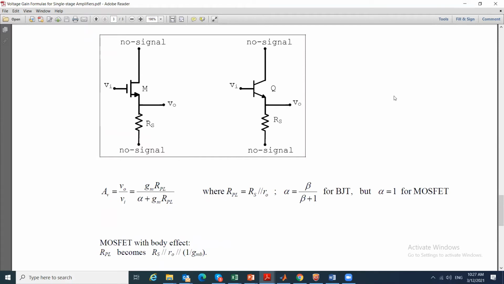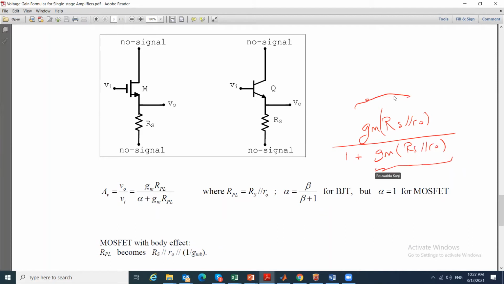So this is equal to gm ro times Rs parallel to Ro over 1 plus gm for the MOSFET times Rs parallel to Ro. This is a gain term around 100, so this is around 100 over 101. So the gain for this circuit is around 1. It is really meant just to have the output be similar to the input, because the gain is around 1.